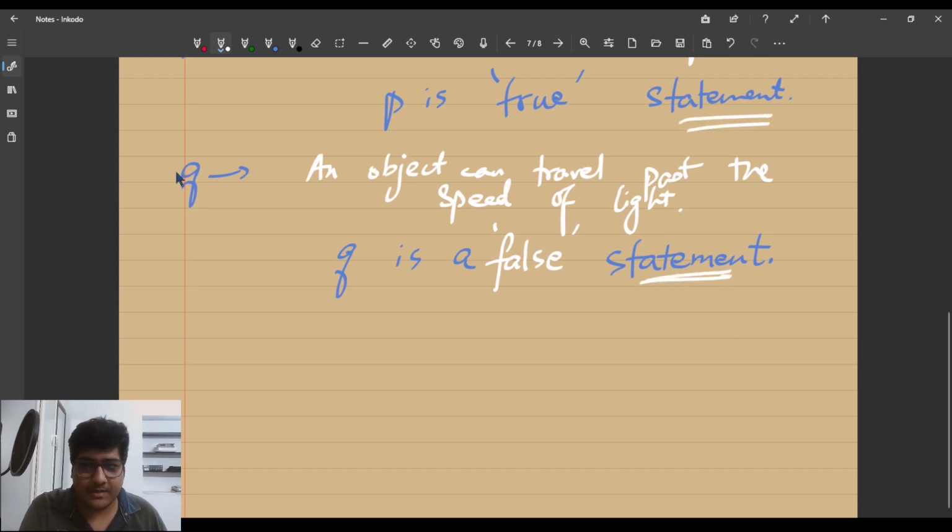So I hope you're getting an idea of what statements mean. So let us look at one more statement, R. This is a bit interesting. I have written down: all parallelograms are trapeziums.